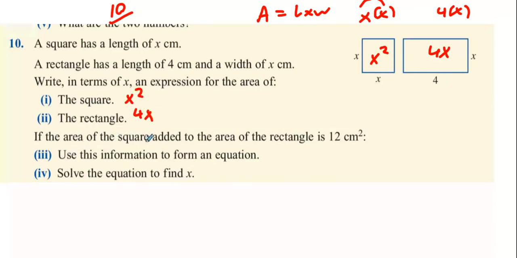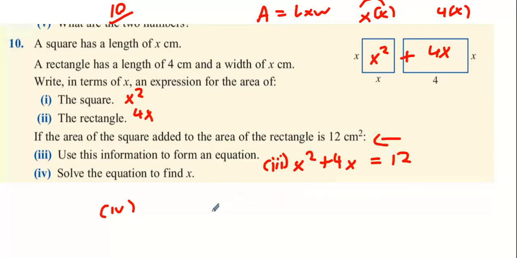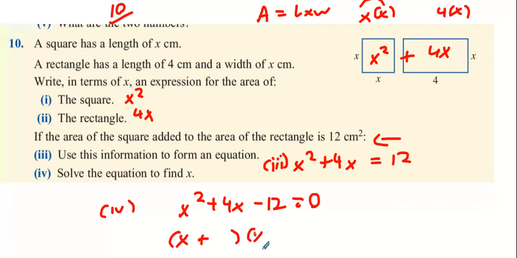If the area of the square is added to the area of the rectangle, so if x squared is added to 4x, the answer is 12. There is an equation for part 3. Part 4 is solve the equation, so we bring the 12 to the other side and we're going to get x squared plus 4x, take away 12 equals 0.